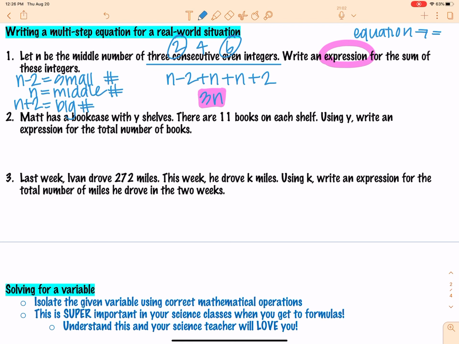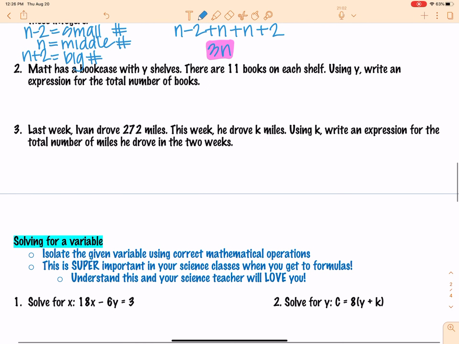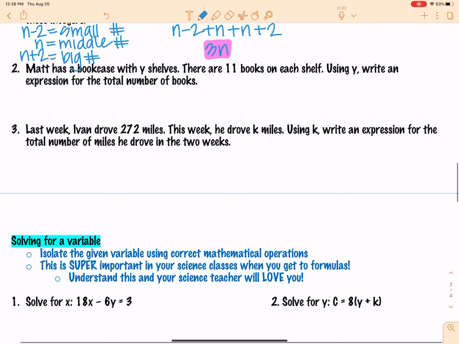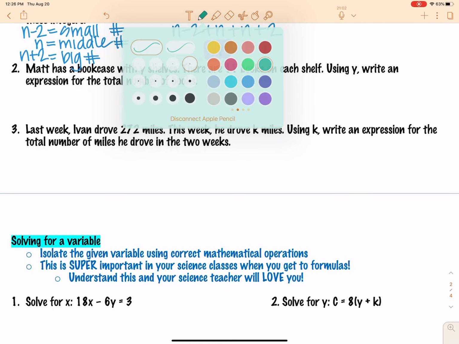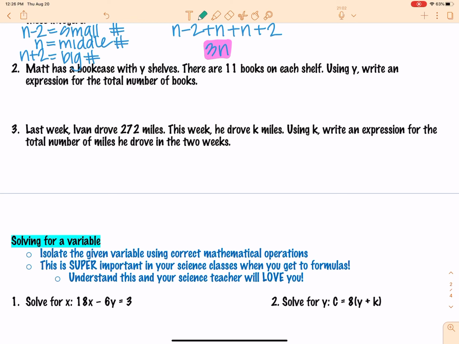So Matt has a bookcase with Y shelves. There are 11 books on each shelf. Using Y, write an expression for the total number of books. You have Y shelves, and there's 11 books on each shelf, so 11Y would be your answer, because again, we're just writing an expression.